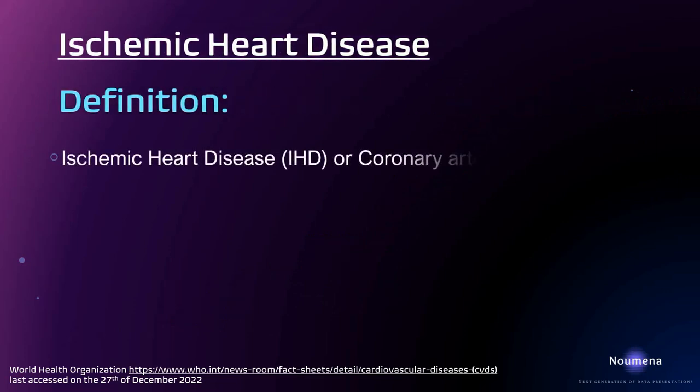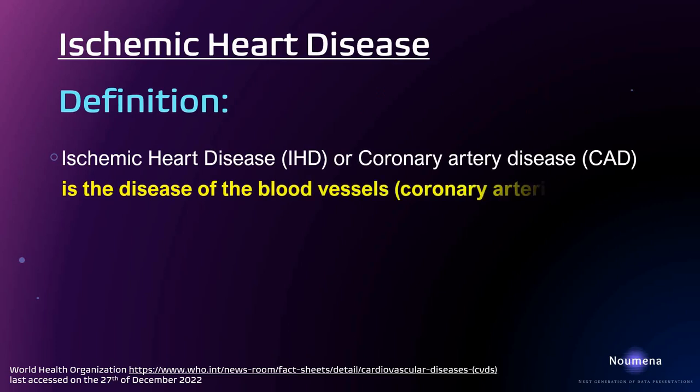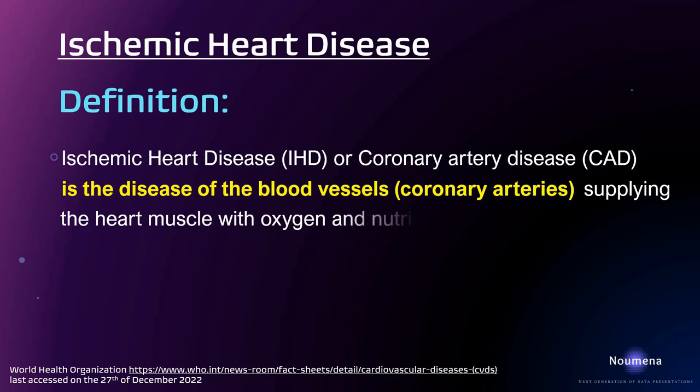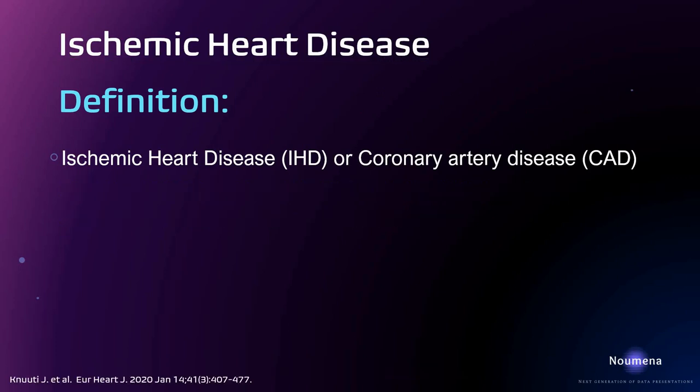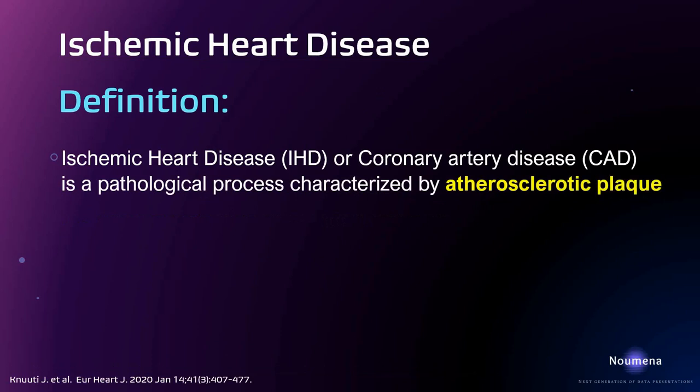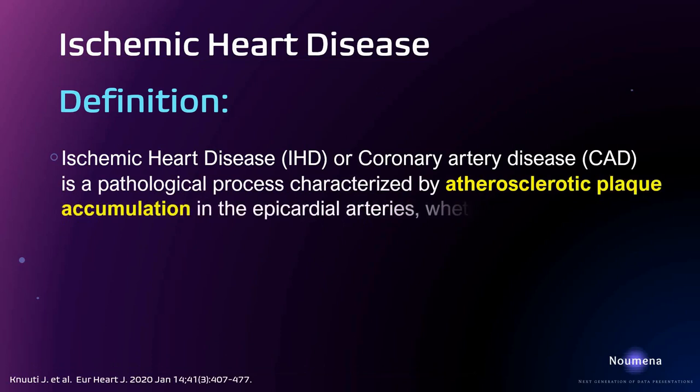Ischemic heart disease or coronary artery disease is the disease of the blood vessels or coronary arteries supplying the heart muscle with oxygen and nutrients. Ischemic heart disease or coronary artery disease is a pathological process characterized by atherosclerotic plaque accumulation in the epicardial arteries, whether obstructive or non-obstructive.